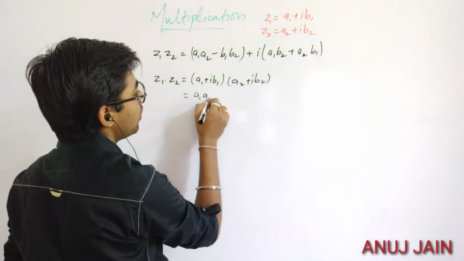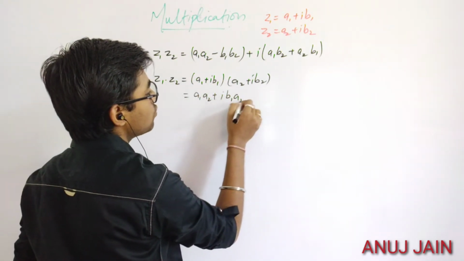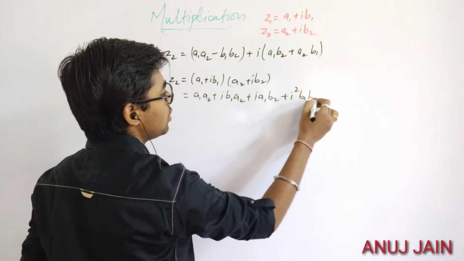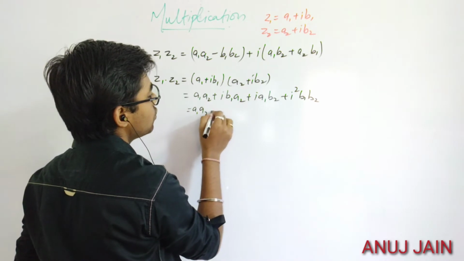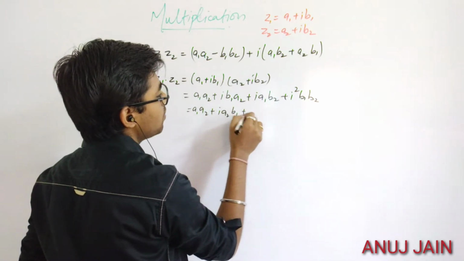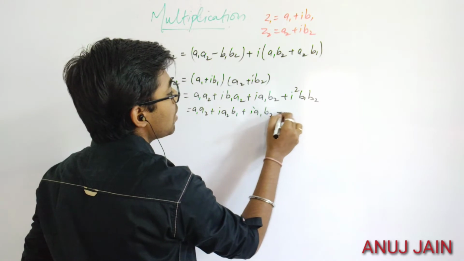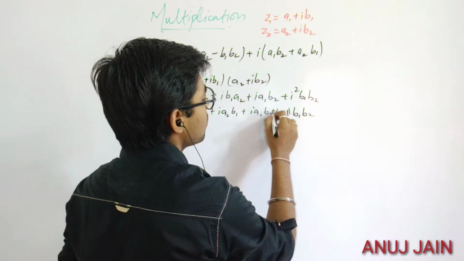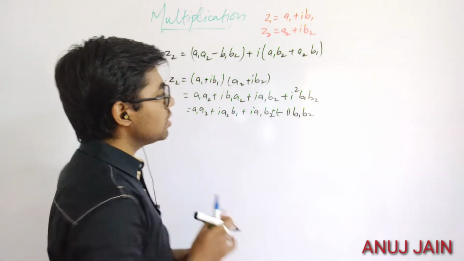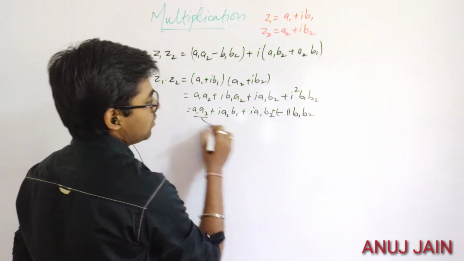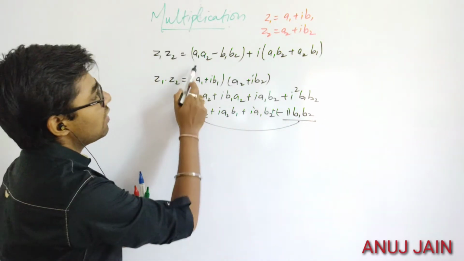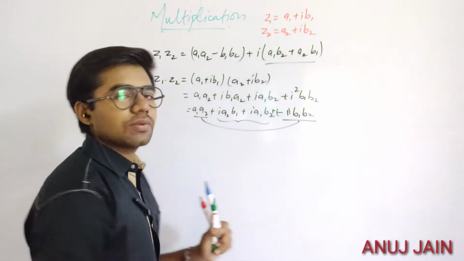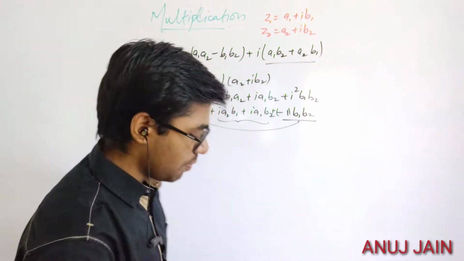So A1 into A2 plus I B1 A2 plus I A1 B2 plus I square B1 B2. This gives A1 A2 plus I A2 B1 plus I A1 B2 minus 1 into B1 into B2. Why minus 1? Because I square is minus 1. So this becomes A1 A2 minus B1 B2 and take I common from here and you get this. Okay, so verification is very simple.